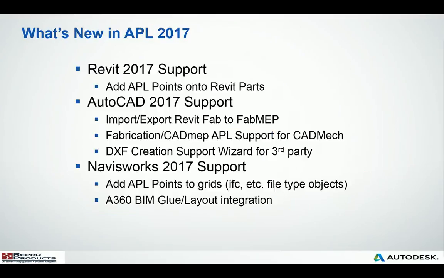So now let's take a look at what's new in Autodesk Point Layout 2017. The first is you now have the ability to place Autodesk Point Layout points onto Revit Parts. For those of you who are not aware, Revit Parts basically means when you have a system family such as a floor or a wall, it's made up of multiple layers of information that make up that specific system family. Since 2015, you've had the ability to select that object and break it up into its individual component parts.